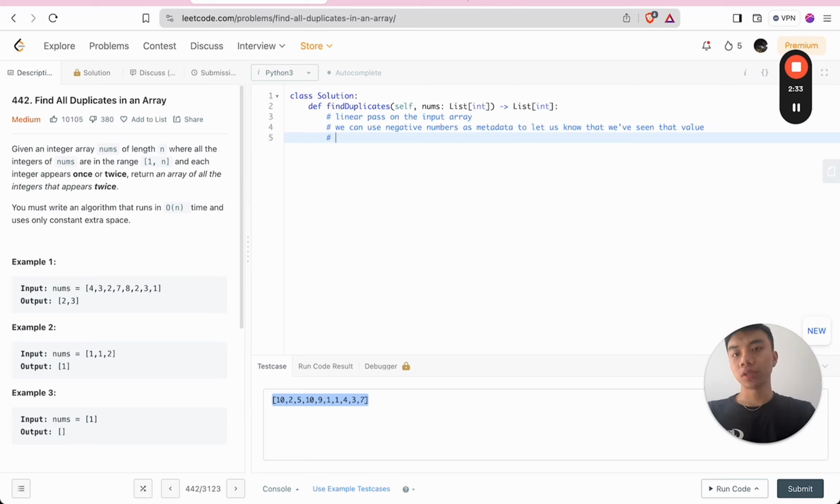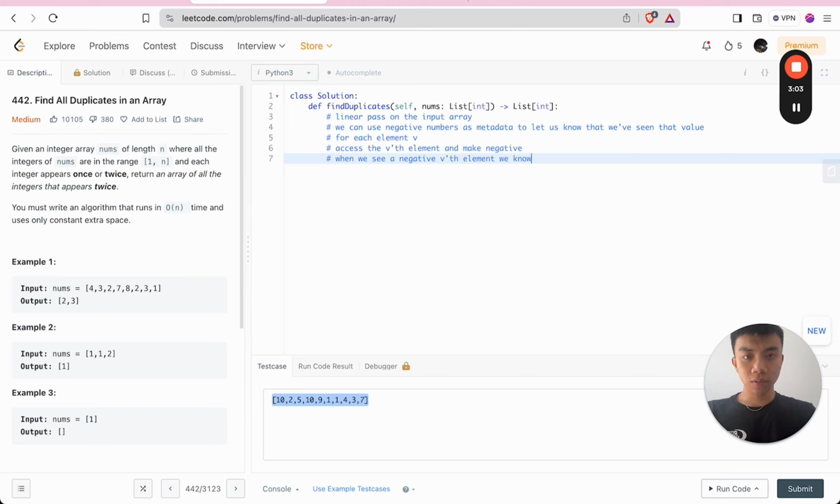Let's write some pseudocode. We're going to do a linear pass of the input array. For each element, we call it v. For each element v, access the v-th element and make it negative. When we see a negative v-th element, we know to add it to the answer.